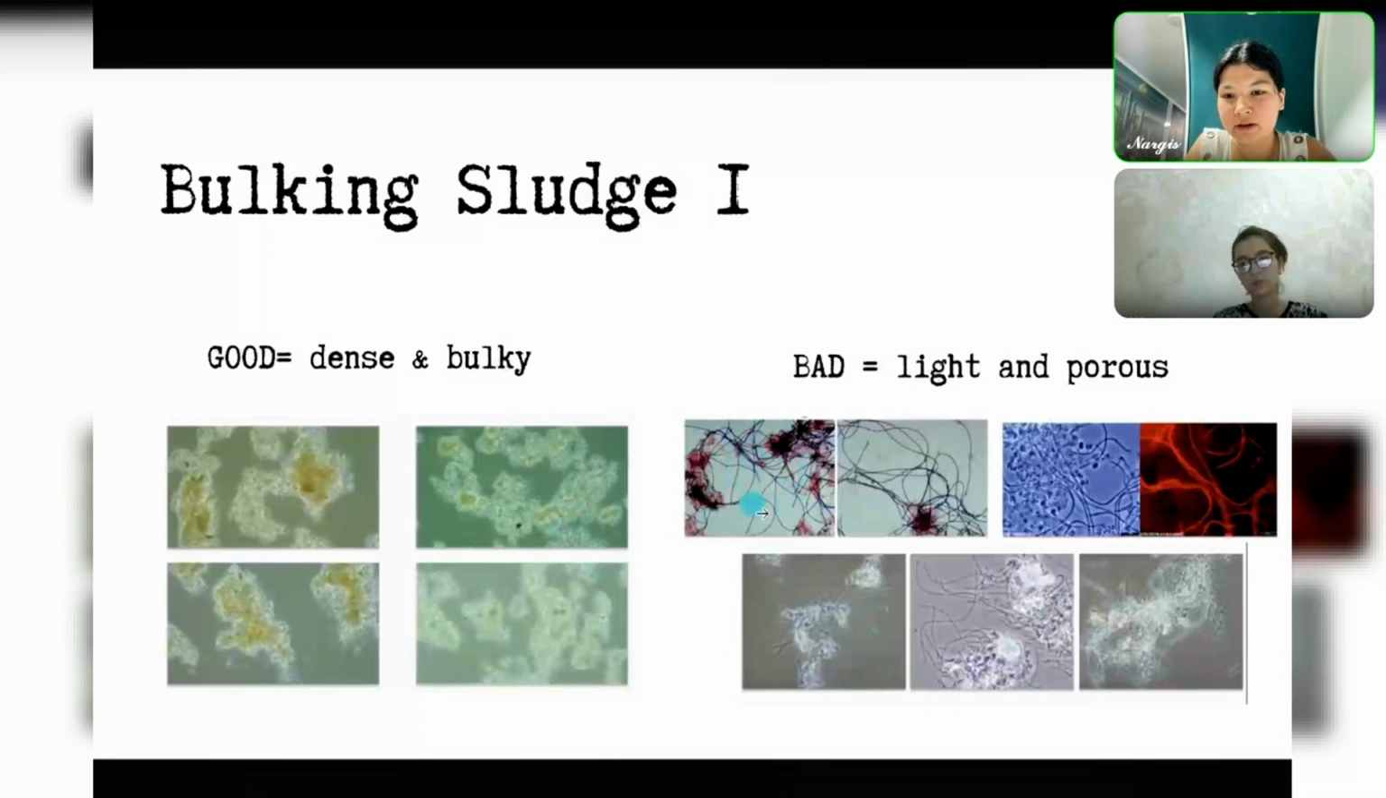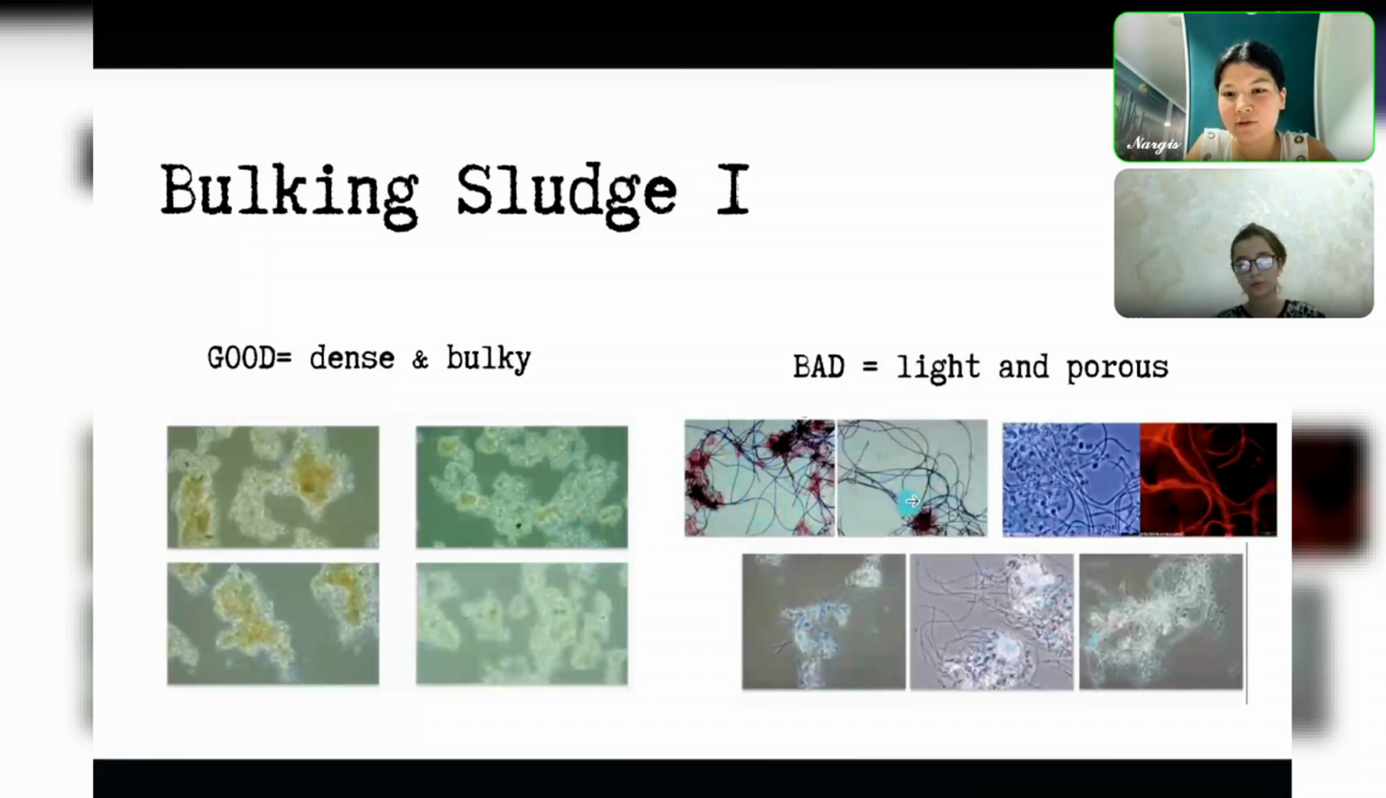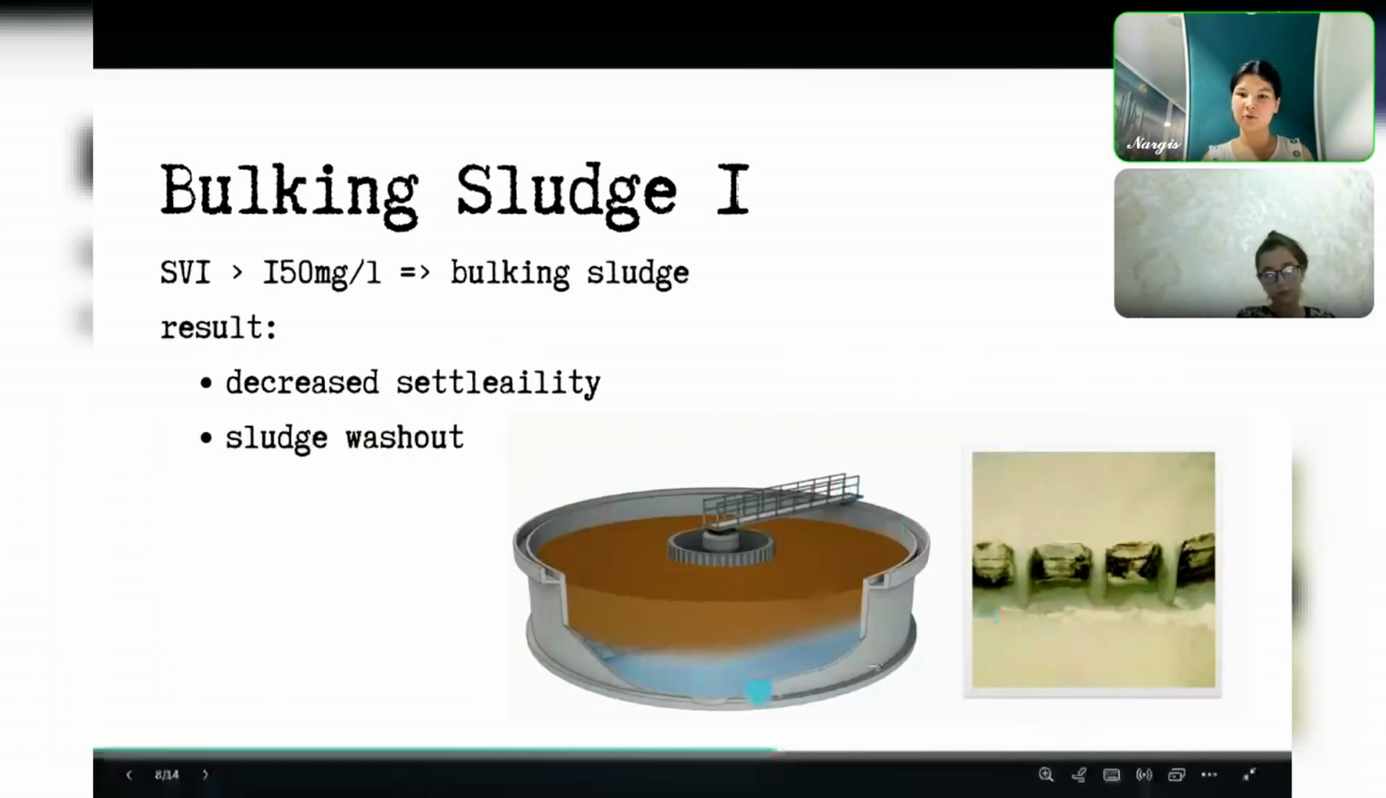And this wrong bacteria looks like this. So you see that they have a lot of hairy stuff growing from them. So it's different filaments. And in fact, what this filament does, it doesn't let the bacteria group in flocks. And what it does, it makes bacteria very porous. It will be porous, it will be light, and it will not settle down. And at the end, we will end up with this kind of picture.